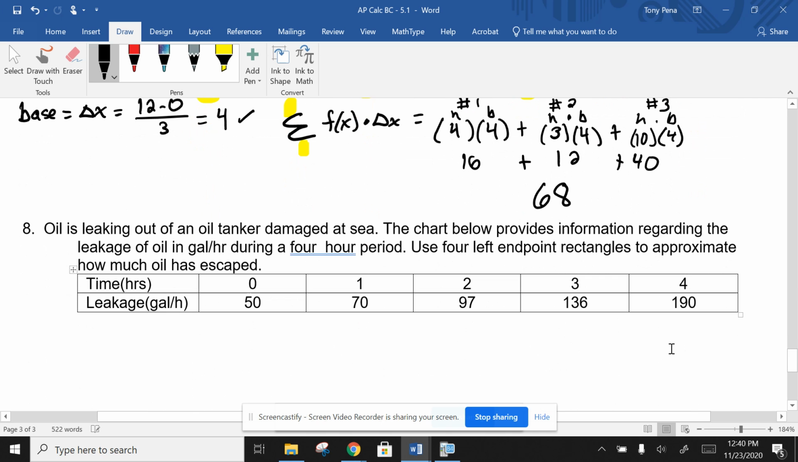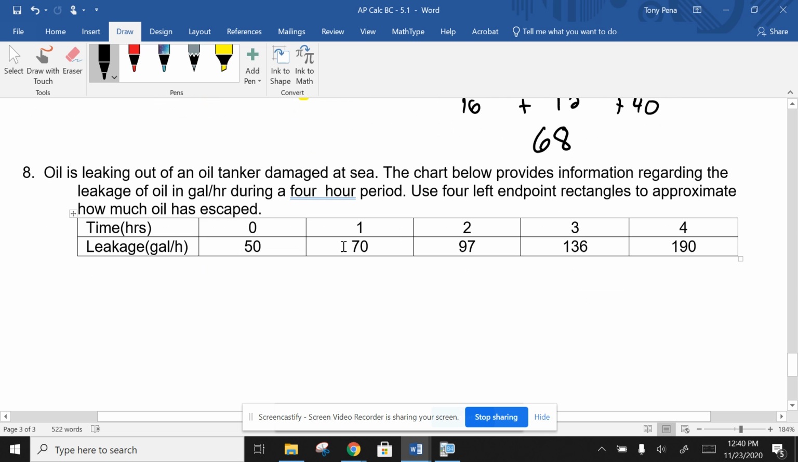Okay, and then 8's the big one. That's why I like kind of concluding this set of notes with this problem, because it ties in basically what we now do in this whole next B portion of the course. We use fancier words now instead of X's and F's. It says oil is leaking out of an oil tanker damaged at sea. The chart below provides the information regarding the leakage of oil in gallons per hour.